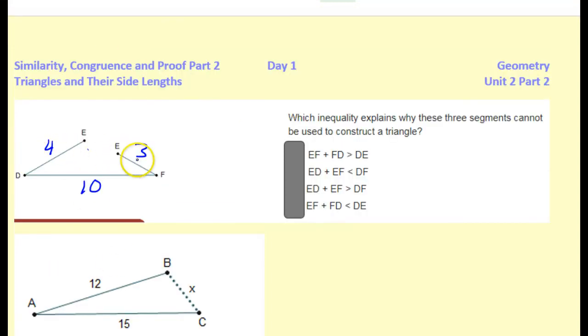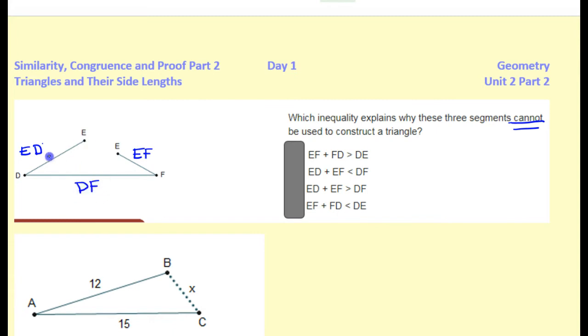So if these two sides add up to less than 10, it will not make a triangle because they will never reach across. So which inequality explains why these segments cannot be used to make a triangle? So we're talking about this, but instead of using these numbers, we have to use the letters. So this is DE, or it looks like they're calling it ED, so I will too. So this is ED, and we have EF, and we have DF.